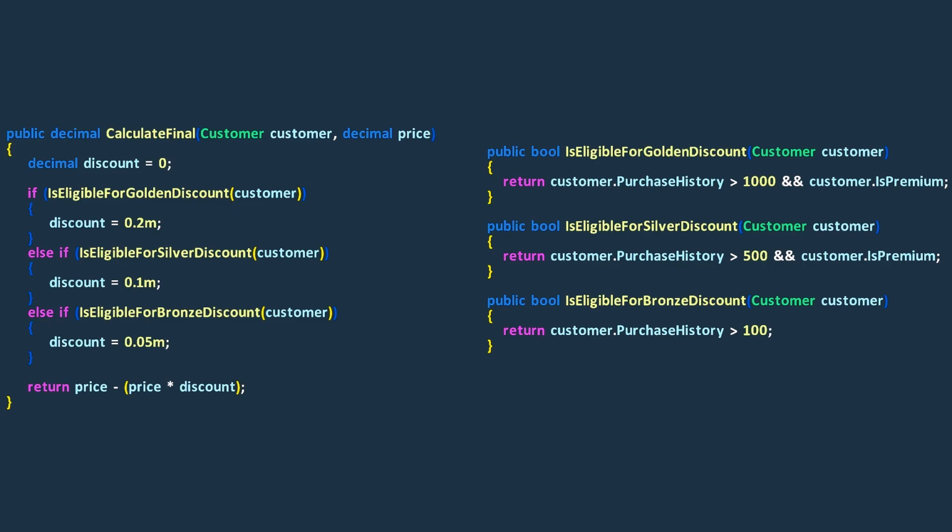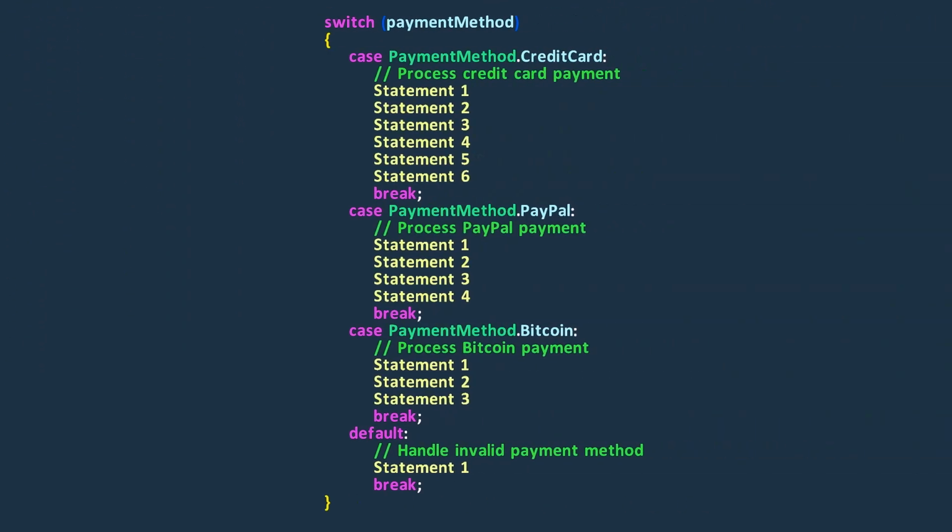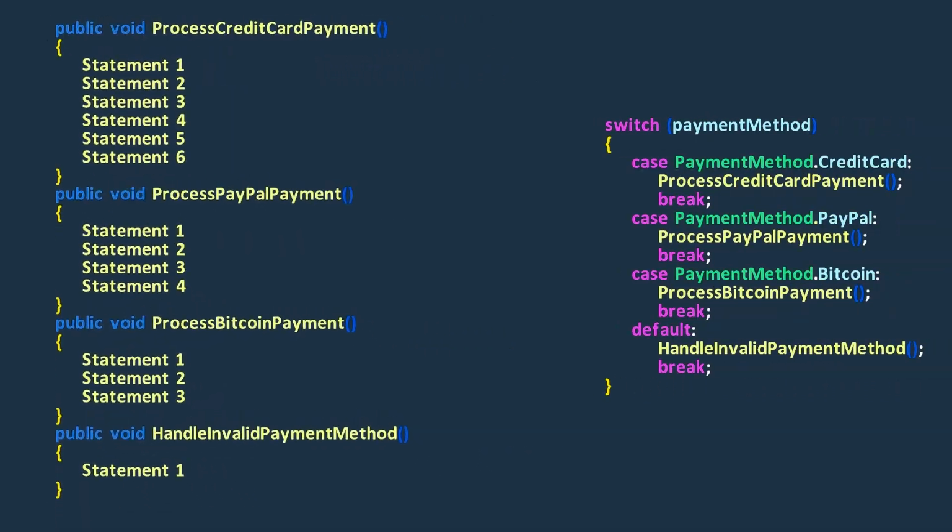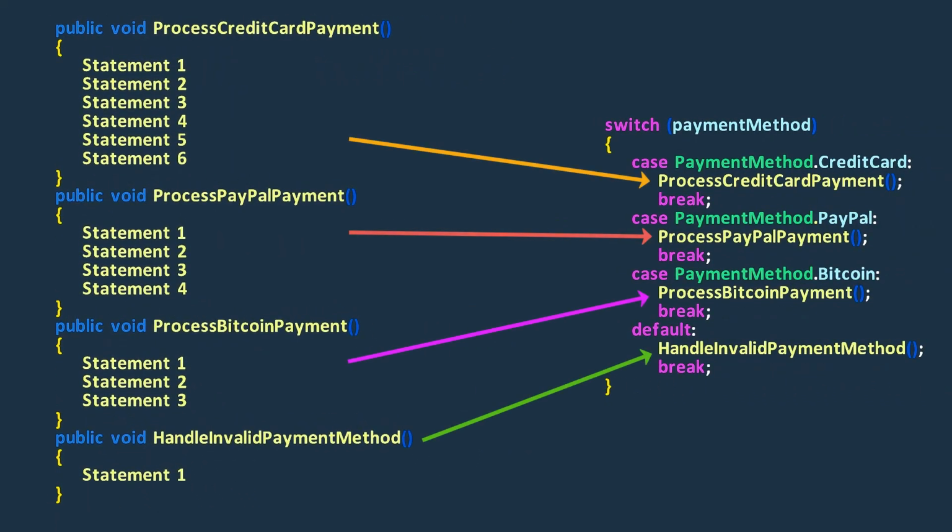Alright, let's take another example. This time, we had a method handling different payment types. To make the code easier to read and maintain, we can break down the complex conditions into separate methods. By doing this, we made the logic way easier to follow and change later.